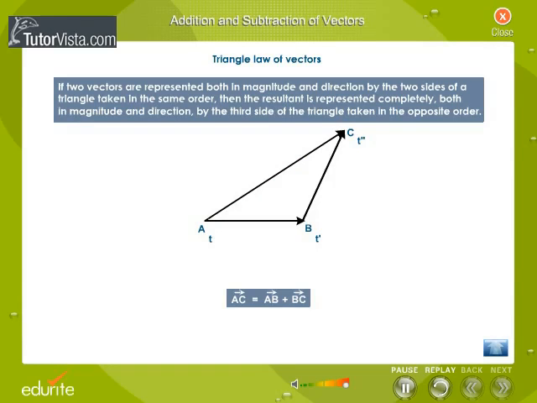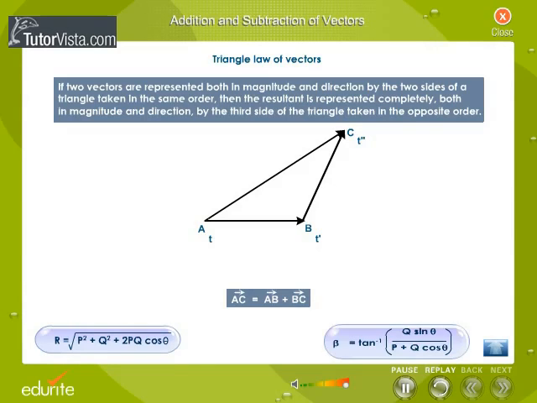The magnitude and direction of the resultant vector r is given by the equations r is equal to square root of p squared plus q squared plus 2 pq cos theta, beta equal to tan inverse q sin theta divided by p plus q cos theta.